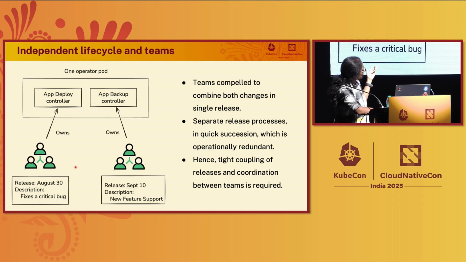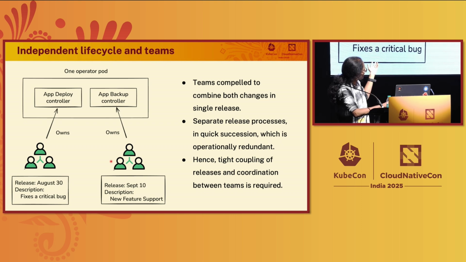Now, here, what's the choice? Since the dates are quite close, either you have to combine the releases into one flow, which will compel them to rush towards the date, or they'll have to go ahead with separate release processes in quick succession, which is operationally redundant. So when you do this, it will basically lead to a tight coupling of your releases and a lot of coordination requirement between the teams. So that's one of the cons that we go through.